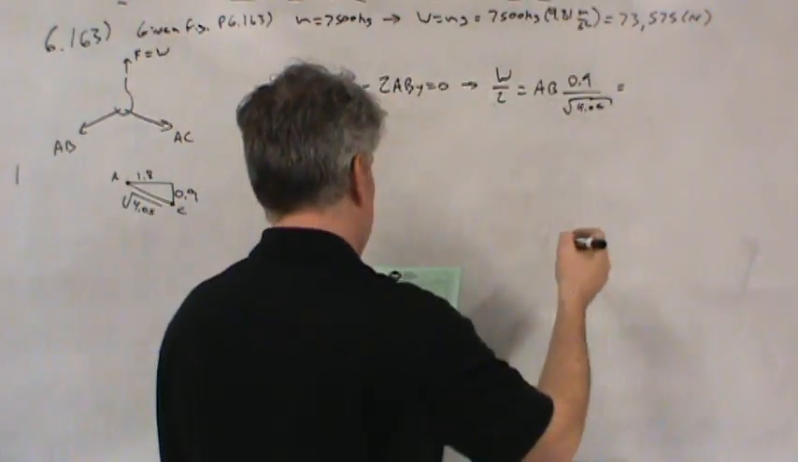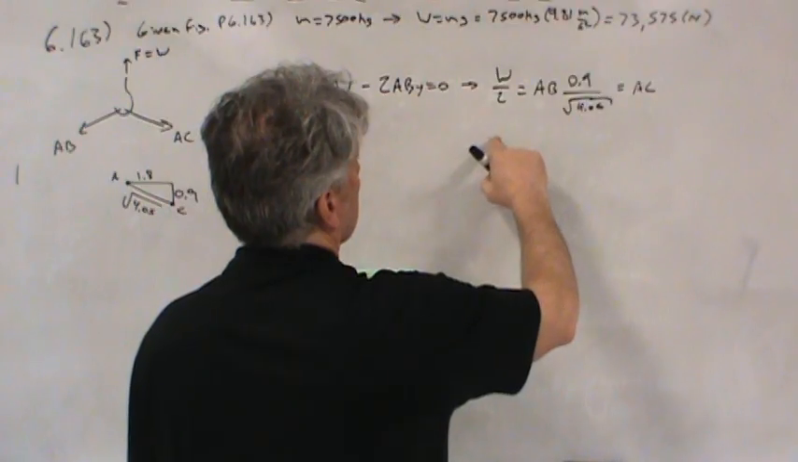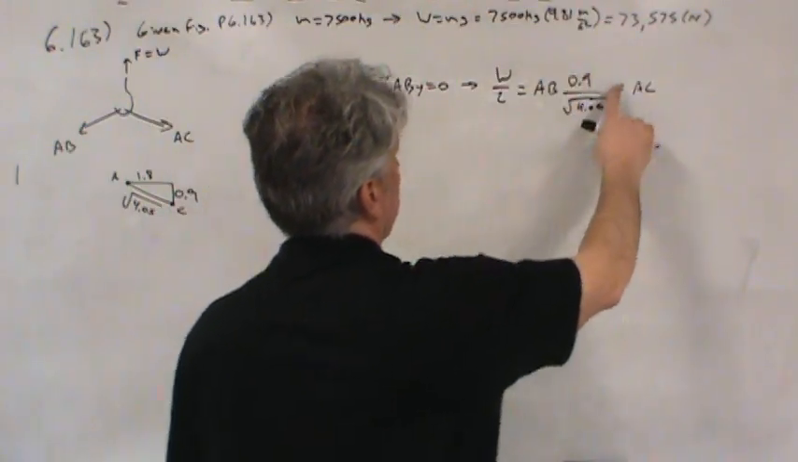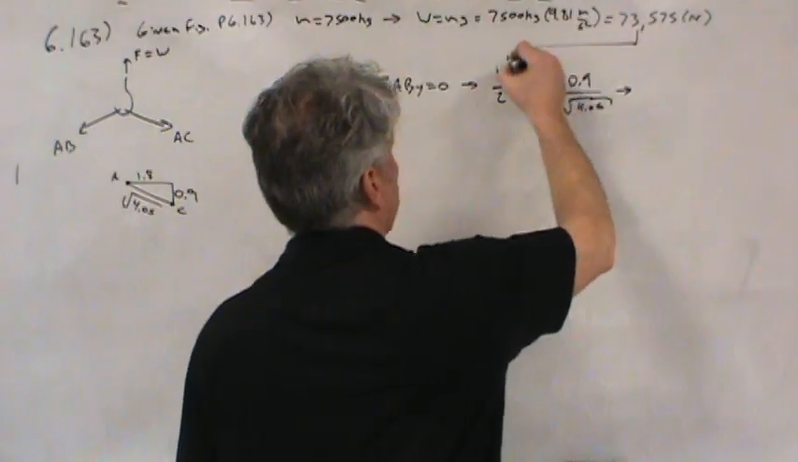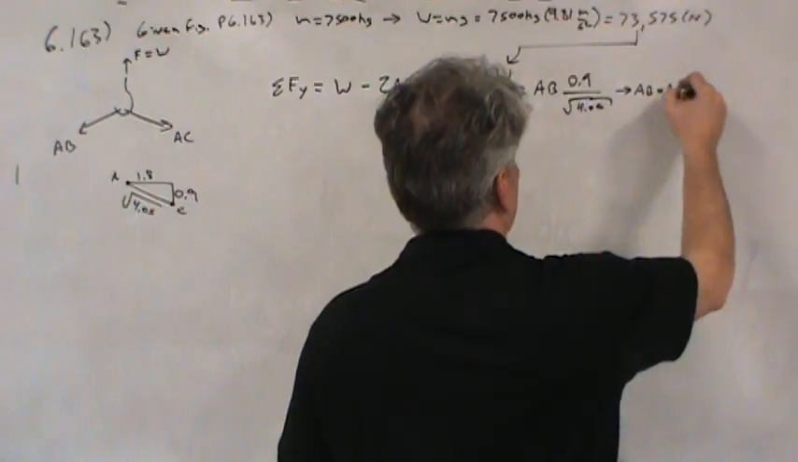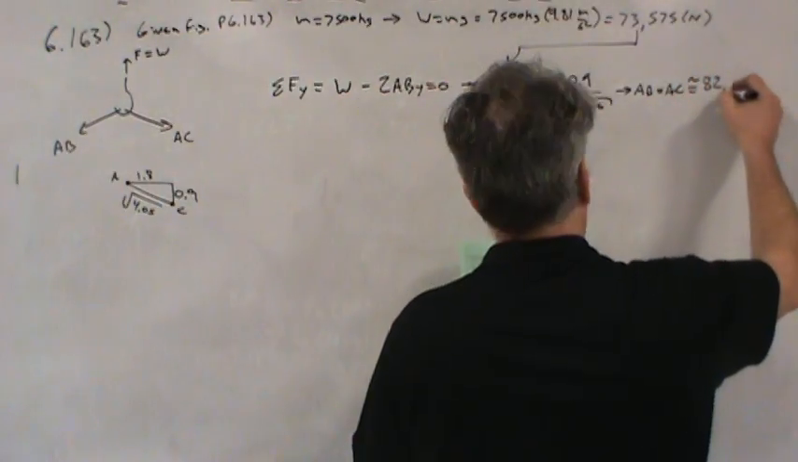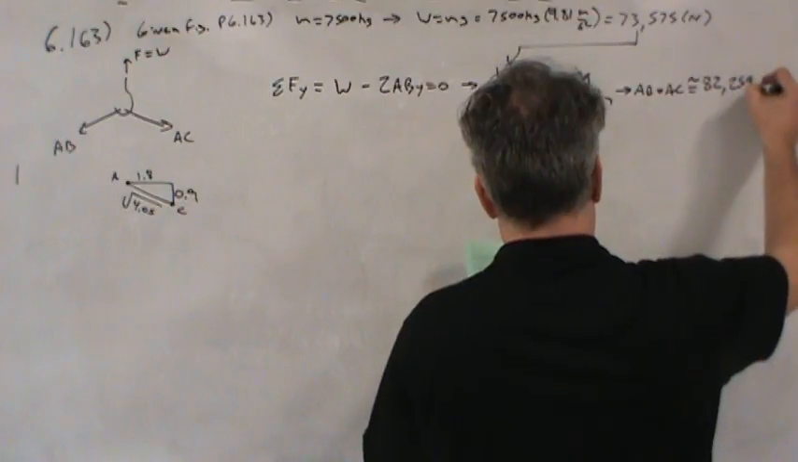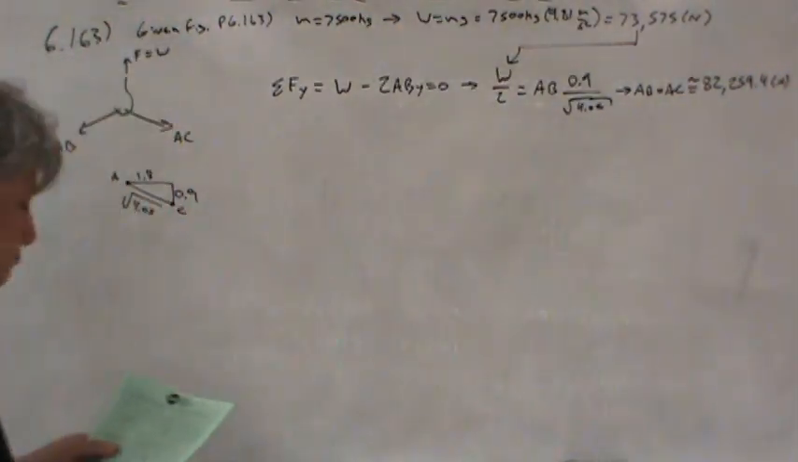And so now we can calculate AB if we want to. I went ahead and did that. It's equal to AC. You have to rearrange things just a little bit, but I won't bother with that. Plug in the weight, rearrange with the fractions, and you'll find that AB, which is AC, is equal to about 82,259.4 newtons. We don't really need that. It's just nice to know.